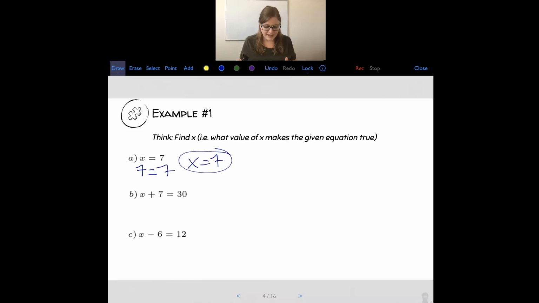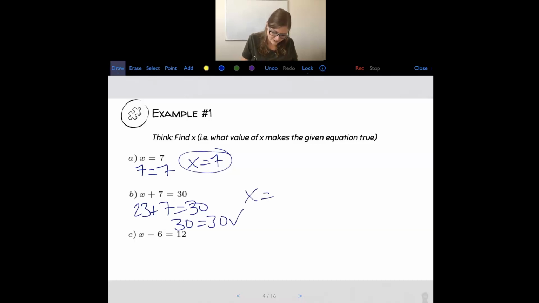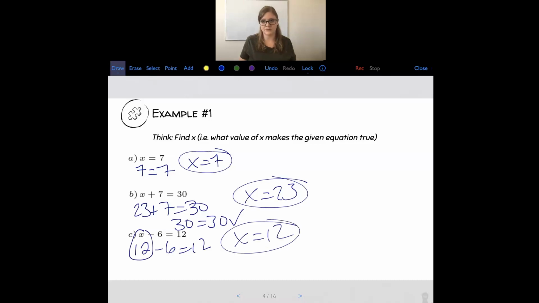In part B, x plus 7 equals 30. That means what number added to 7 is equal to 30? You might think 23. 30 equals 30, that's true, so x is 23. Okay, and for the last one, part C, a number minus 6 is equal to 12. That number must be 12, and it's not because the right-hand side is 12, it's because that's the value of x that makes the equation true.